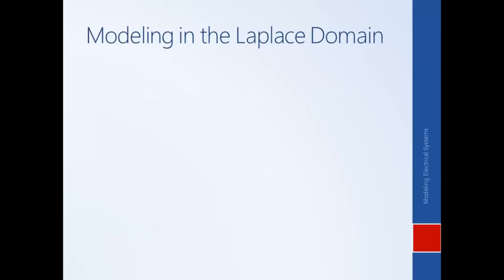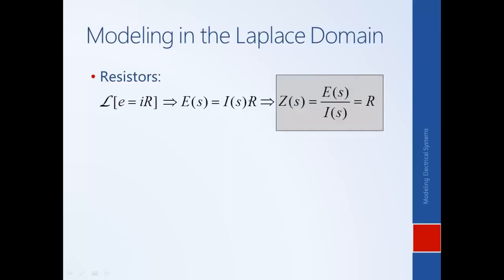So now we want to define what the impedance of our three different components are. So starting with resistors, we'll take the Laplace transform of Ohm's law, the time-based relationship between voltage and current. E becomes E of S, I becomes I of S, R is just a constant, so it comes out front. Complex impedance is voltage divided by current, which in this case, if we take this current and divide it to the left-hand side, we will find that impedance is just equal to resistance. Therefore, the impedance of a resistor is equal to R.